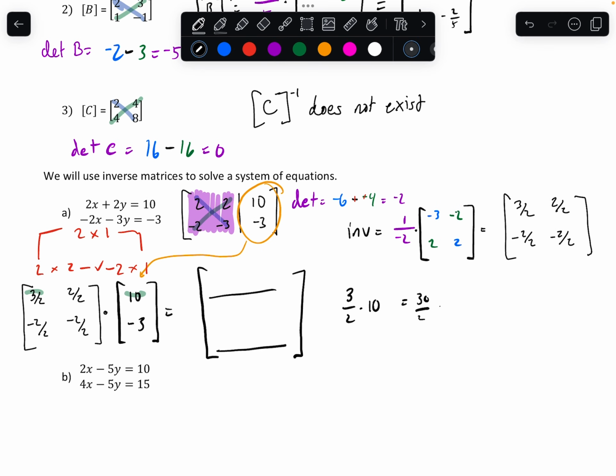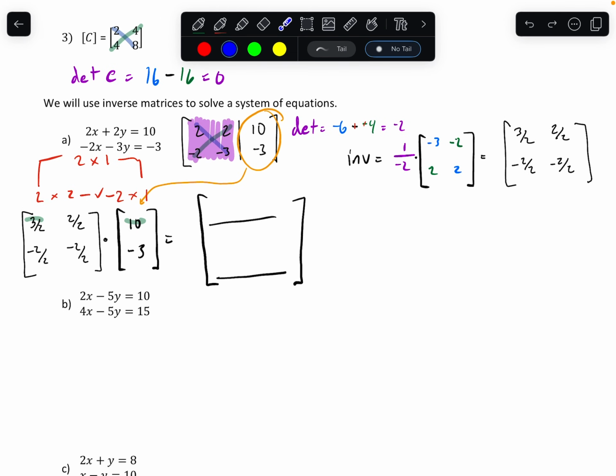So multiplying a fraction by a whole number should be very simple, even if it's a horribly ugly fraction like 11 over 7 times 8. Well, it's just 88 sevenths. It's really simple. So don't get worried by that. So 3 halves times 10 is 30 halves.